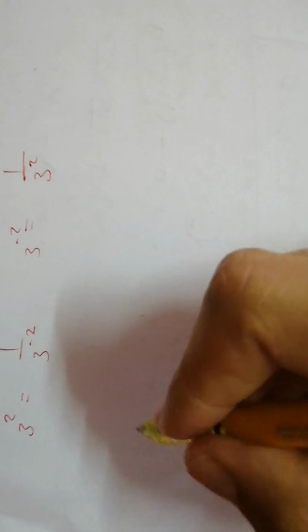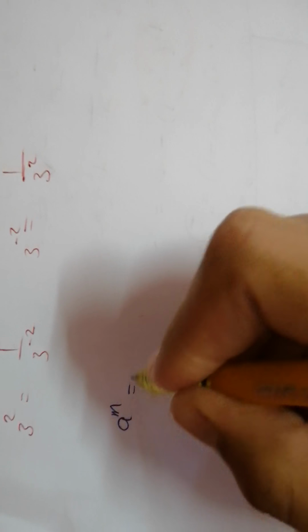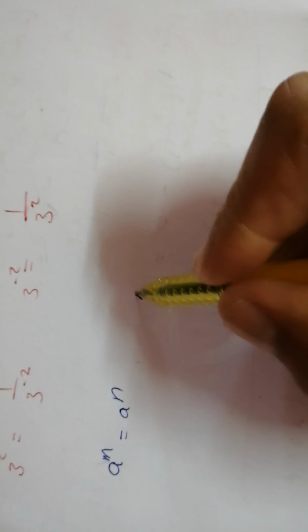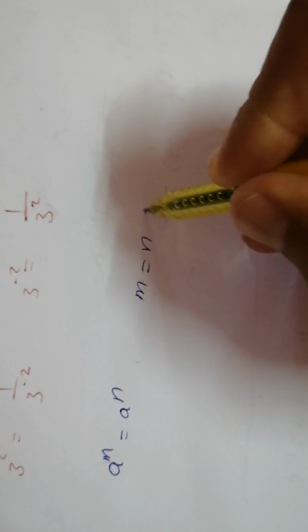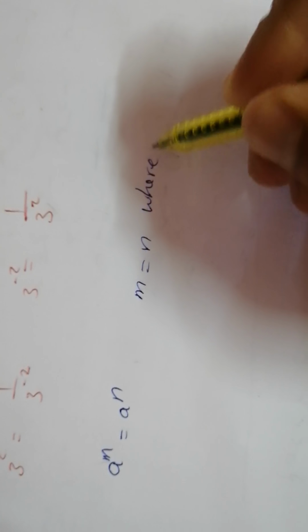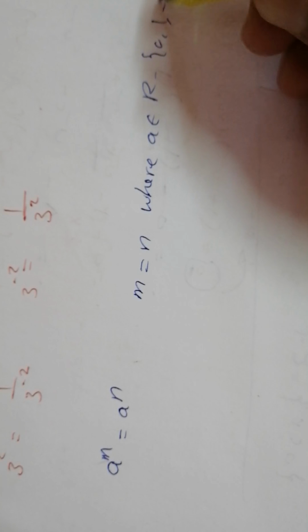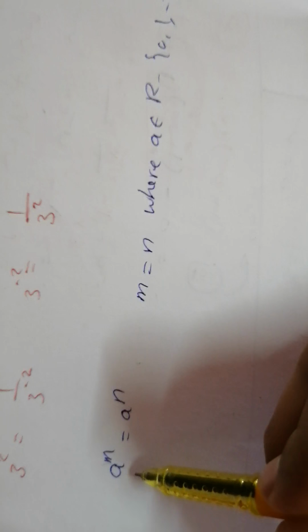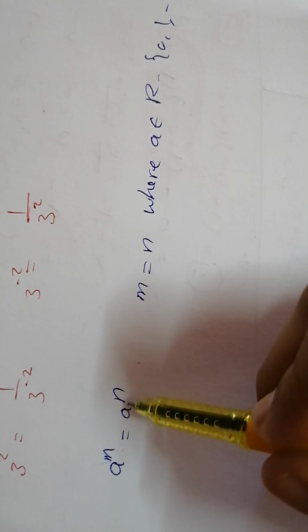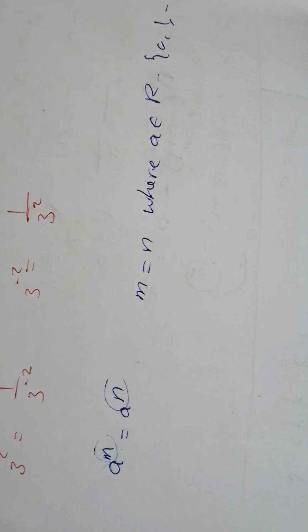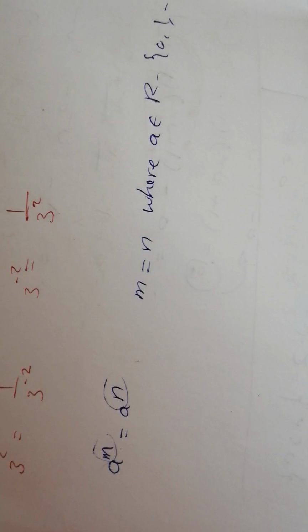And now if we have a power m equal a power n, can we say that m equals n? We can say that m equals n where a belongs to the set of differences from 0, 1 and negative 1. Again, a power m equal a power n, we can say that m equals n where a is different from 0, 1 and negative 1.